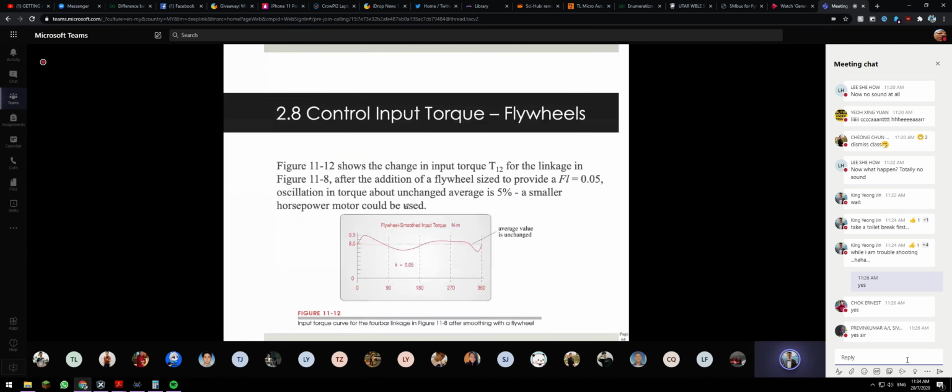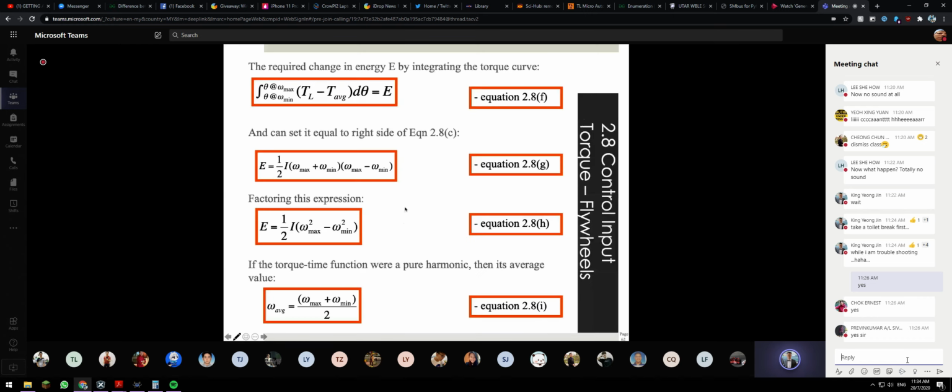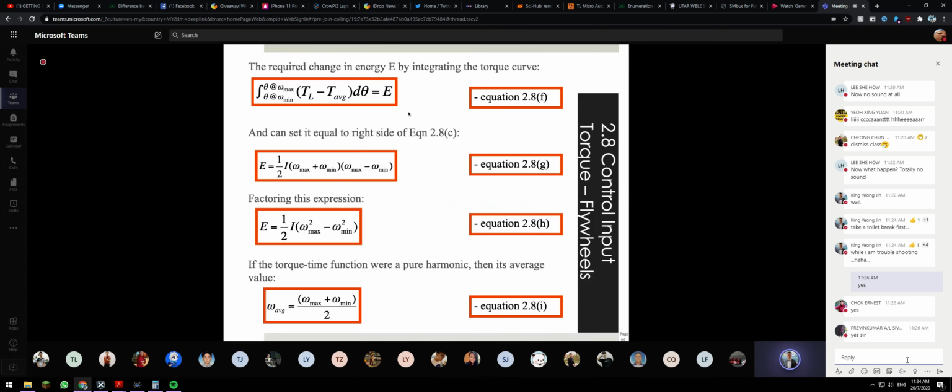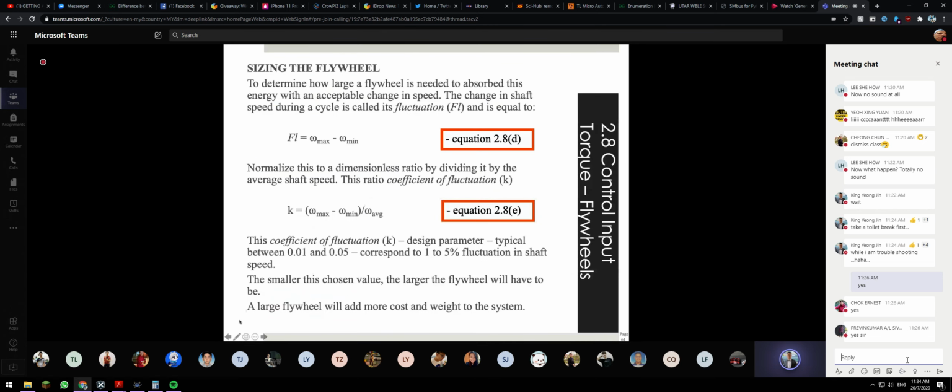Right, we will use the value just now to size the flywheel, to determine how large a flywheel is needed to absorb this energy with an acceptable change in the speed. The change in shaft speed during a cycle is called the fluctuation. As mentioned just now, there is no way you can make a constant rotating speed when you have unbalanced linkage. So what we are trying to do is to minimize the speed variation.